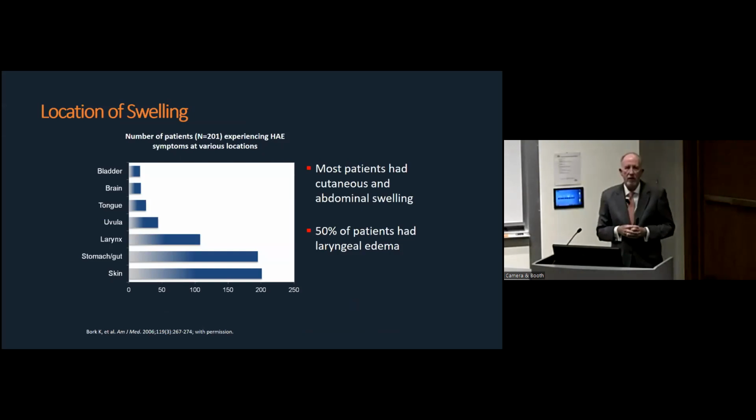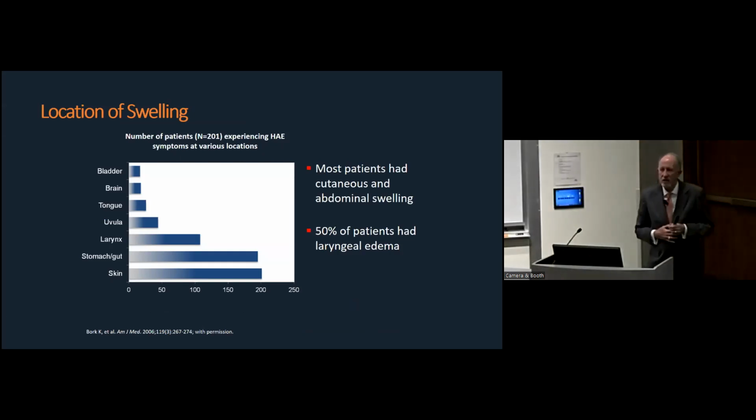Primarily, about 46% of all attacks are skin attacks, hands, feet, face. About 42% are belly attacks, where patients get essentially an obstruction of their bowel. They get such edema of their bowel wall that the bowel obstructs, and they present with symptoms of an acute or surgical abdomen.